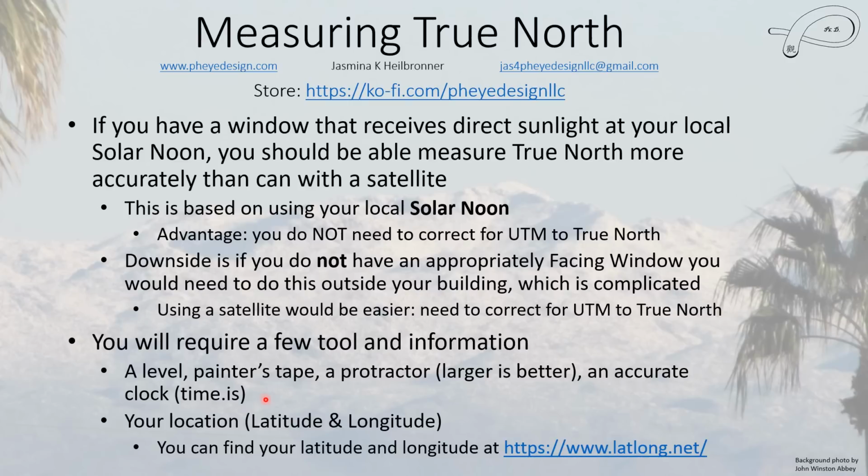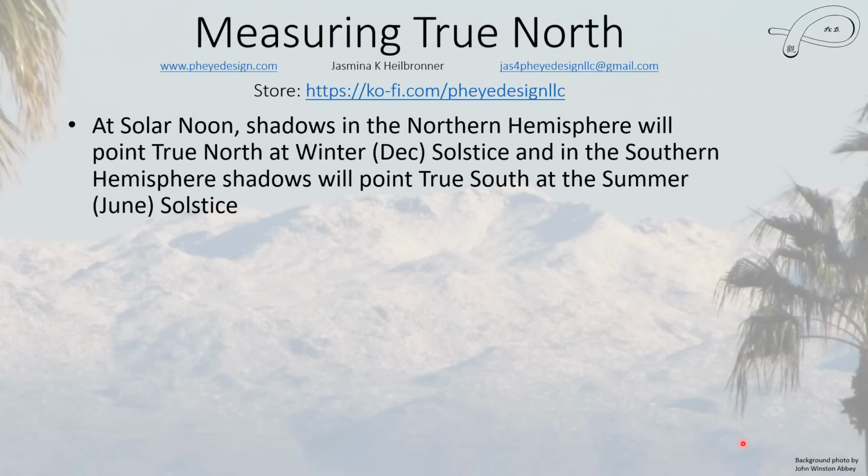You also need your exact location, your latitude and longitude, and you can find that here, and you can just stick in lat lon finder, and this will pop up first. I've never seen it not pop up first, and it's accurate, so that's good. At solar noon, the shadows in the northern hemisphere will point true north during the December solstice, and in the southern hemisphere they will point true south at the June solstice. And this is true even if you're in the tropics or you're outside the tropics.